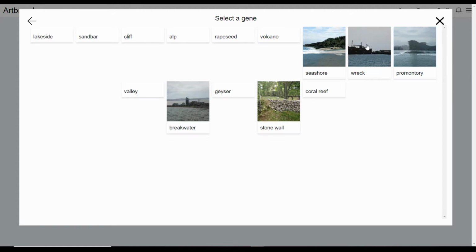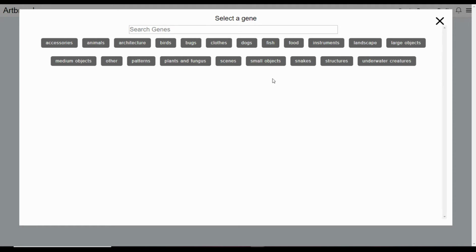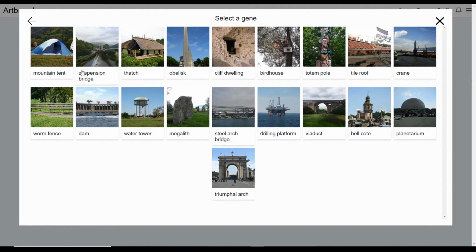Let's try browsing instead. If we look at landscape, none of these seems like it'll give me roads. Let's try structures. Maybe we could try using some sort of bridge. Worm fence. What is a worm fence? And how did it get in here? Like, why is this a gene, but road is not?